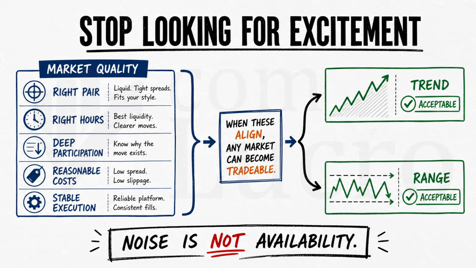The movement you want to respect has a simple look at the market level. The right pair, in its right hours, with enough participation to keep costs reasonable and execution stable. It may be fast or slow. It may trend or range. The point is not to demand excitement. The point is to stop confusing noise with a market that is actually available to you.